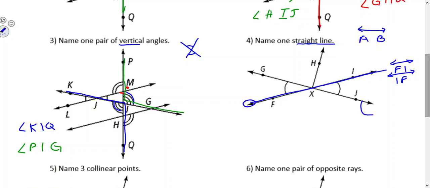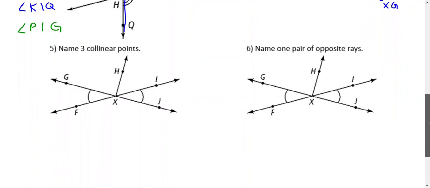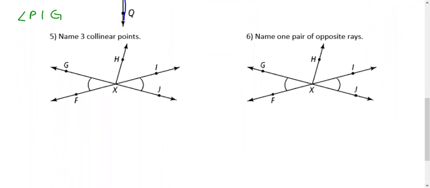If we had picked this line here, we could call it GJ. You could have also called it XG. Just any 2 points on the line. The important thing is the 2 points and to put that line symbol with arrows on top of it. What we're looking for in the next one is 3 collinear. Collinear means together. Linear means on a line.